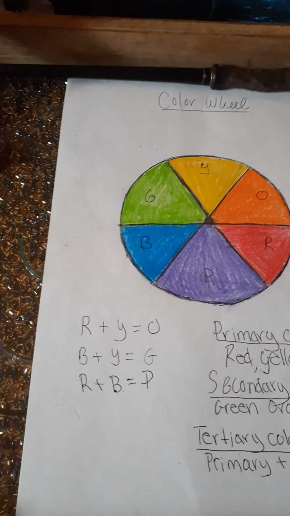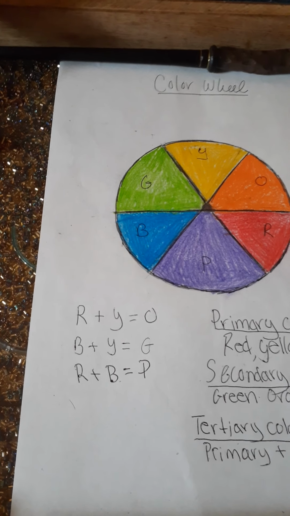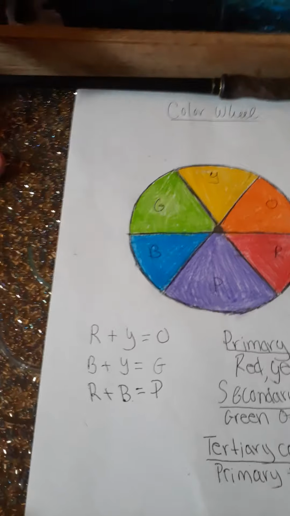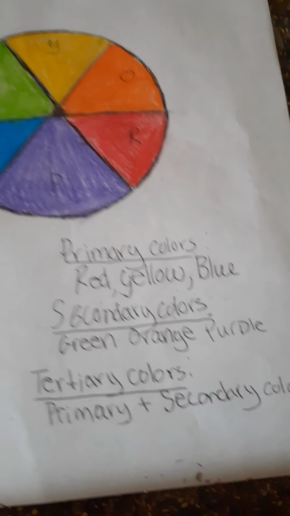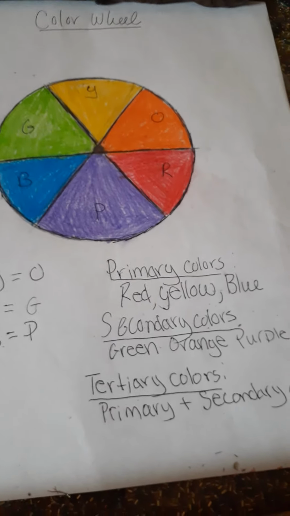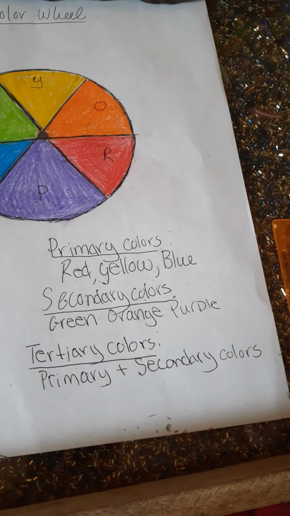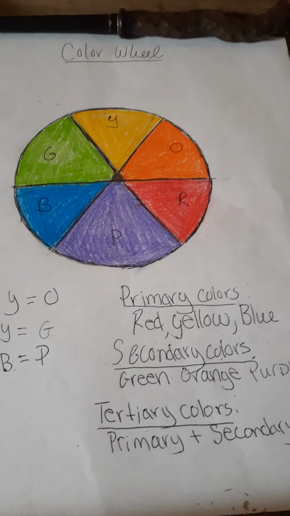So in order to create orange, you need red and yellow. To create green, you need blue and yellow. And then for purple, you need red and blue to create the secondary colors. You know what I mean? And then the tertiary colors are the primary mixed with the secondary colors. So a tertiary color would be like a yellow-orange mix, you know what I mean?